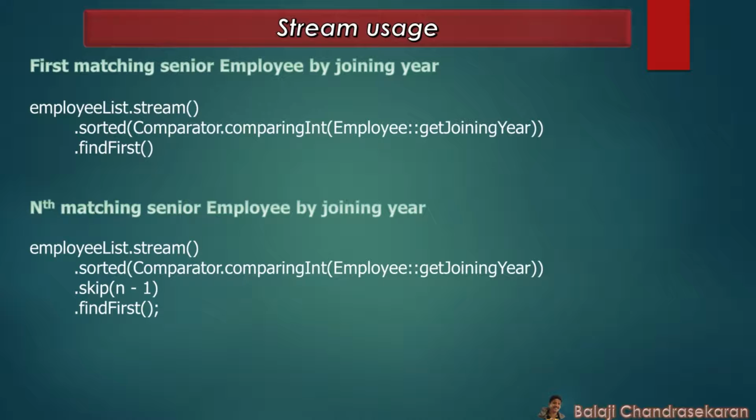Then the findFirst terminal operation retrieves the first element of the remaining stream, which would be the nth employee in the sorted stream. Overall, this code snippet finds one of the first and nth matching employees with the least joining year among all the employees in the original stream.